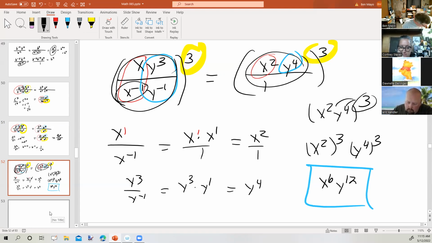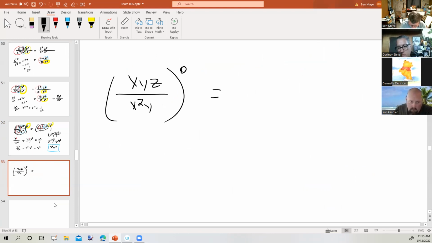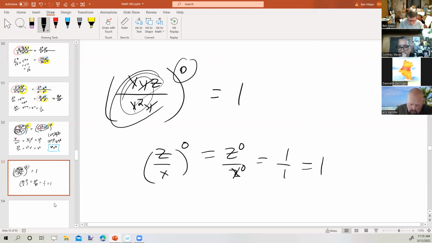How about this one? Anybody? Yep, it's 1. Now you could simplify what's inside first and you'd get z over x because the y's would reduce. And you'd have an x on the bottom and a z on top. And then you could do this, but it's just all raised to the 0 power. So it's just 1.